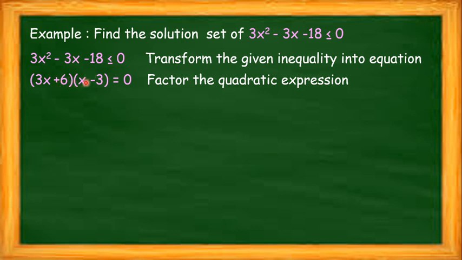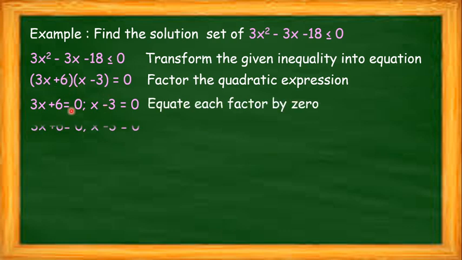6 times x is 6x. Then 3x times 3 is negative 9x. Minus 6 is positive 3. So we get the middle term. Therefore, our factors are correct. Next, use the zero factor property or equate these two factors to 0. So first, let's solve for 3x plus 6 equals 0.